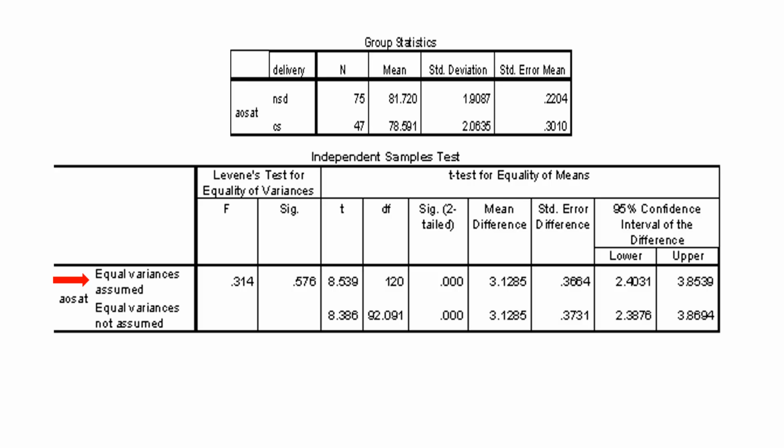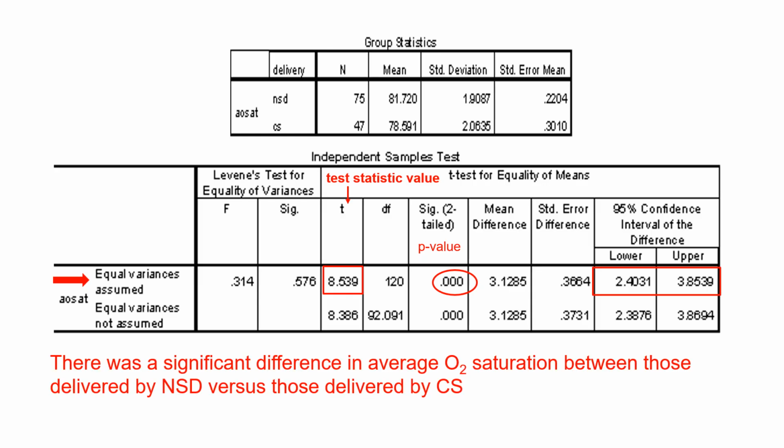These are the results as seen from the computer output. The basis for making a statistical decision whether to reject or not reject the null hypothesis are a significant p-value, which is less than 0.05, a high test statistic value, and a 95% confidence interval of the point estimate, which is the mean difference, which does not include the null value of 0.